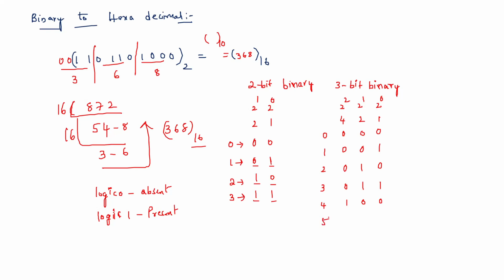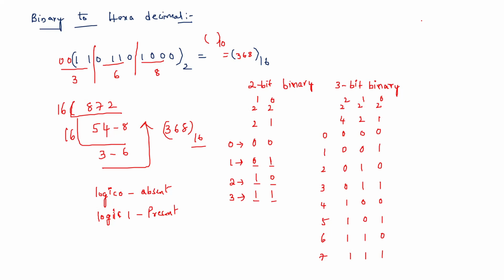5 means 4 is 1 and 1 is 1. 6 means 4 is 1, 2 is 1 and then 1 is 0. 7 means all are ones, 4, 2, 1. So all are getting 1 here. Okay, this is the 3-bit binary number system.